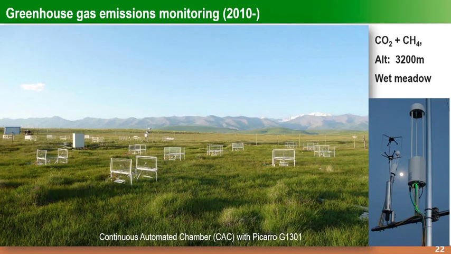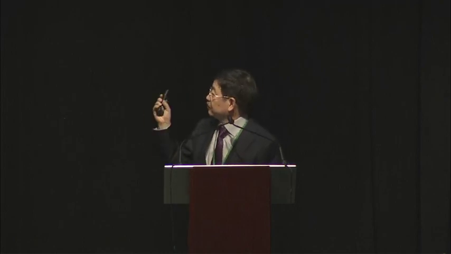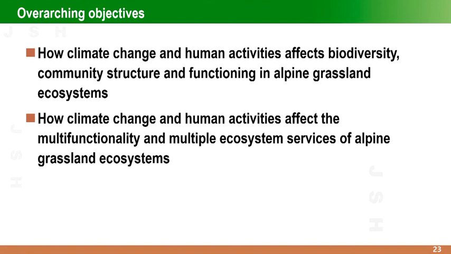At the same time, we measure the greenhouse gas emissions from the alpine grassland, because there is some grassland that is very wet. We call this wetland, dominated by the cobresia, also some sedge, the carex, and we measure the greenhouse gas emissions there. So our objective is to find how climate change and human activities affect biodiversity, community structure, and functioning in the alpine grassland ecosystem. We also want to find how the multifunctionality and multiple ecosystem services of this alpine grassland change with climate warming and human activities.